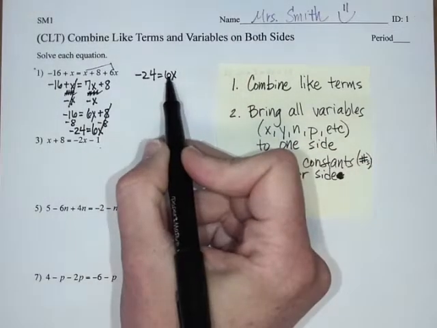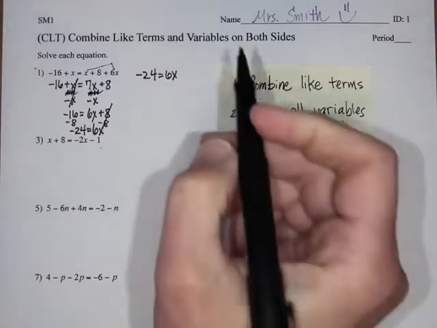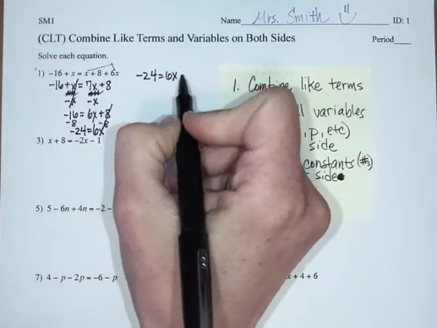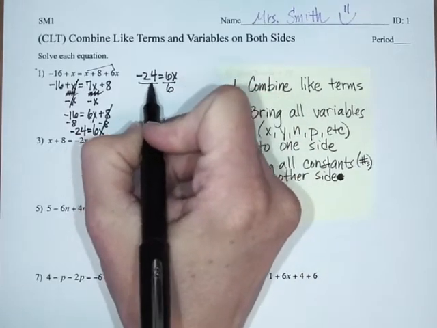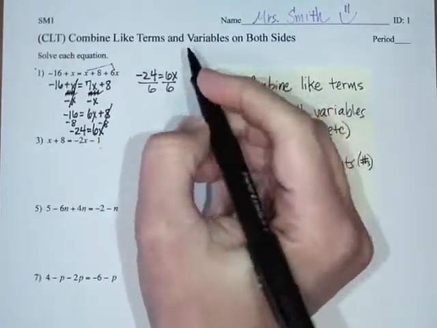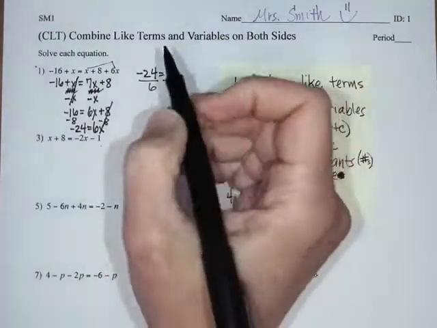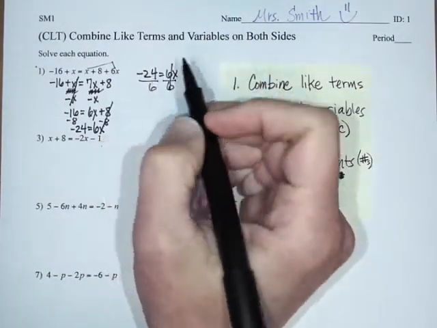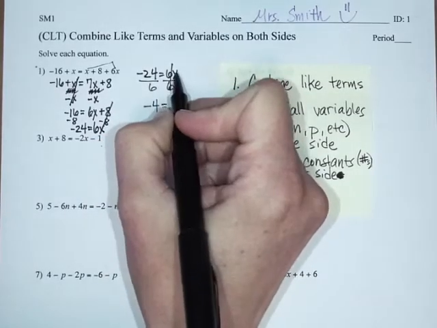We just need to get rid of the 6, and that's going to be in step 4, which is solve. So the 6 is right now multiplying to the x, so let's do the opposite, which is divide by 6. So the 6 divided by 6 is going to equal 1, so we're just going to cancel that out. And negative 24 divided by 6 is going to be negative 4 equals, that x is now by itself.